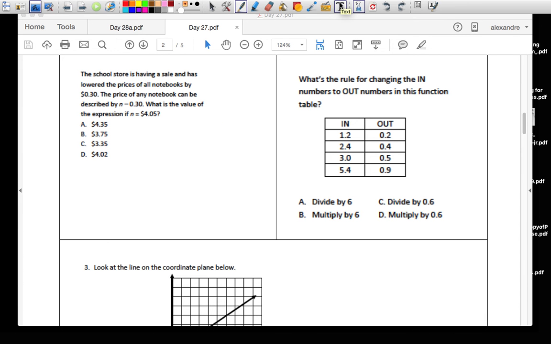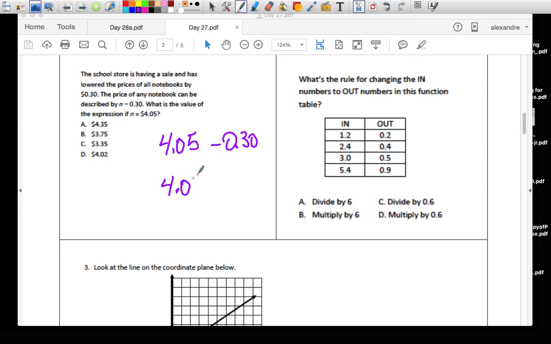The school store is having a sale and has lowered the prices of all notebooks by 30 cents. The price of any notebook can be described by n minus 0.30. What is the value of the expression if n equals 4.05? Okay, so now this one is just a decimal problem: 4.05 minus 0.30. So actually I should have done it the other way.